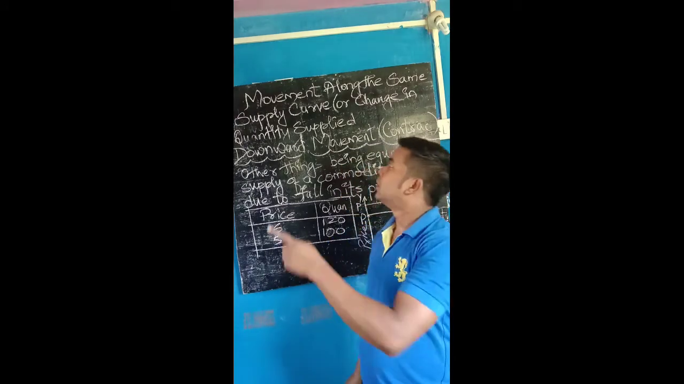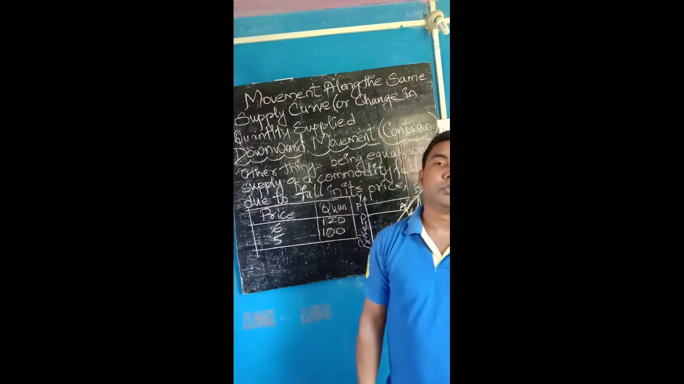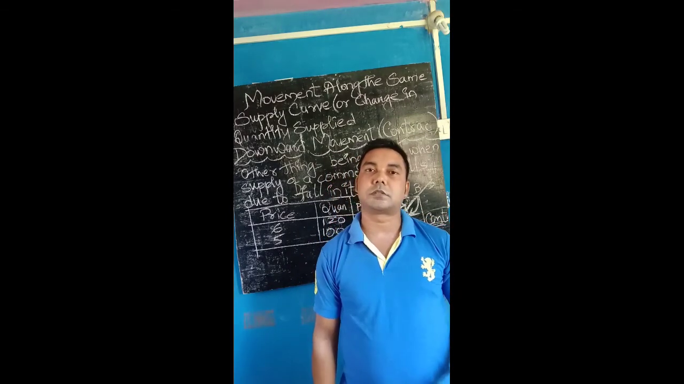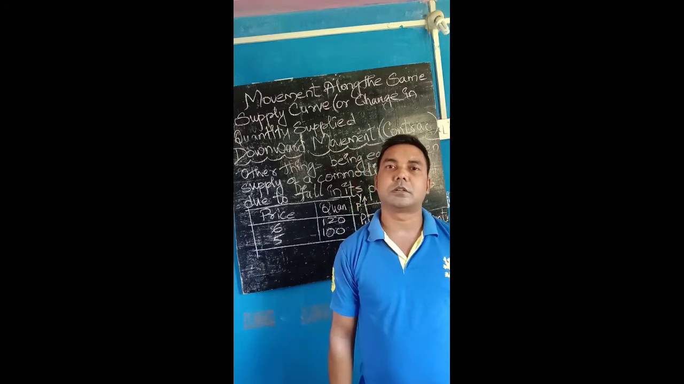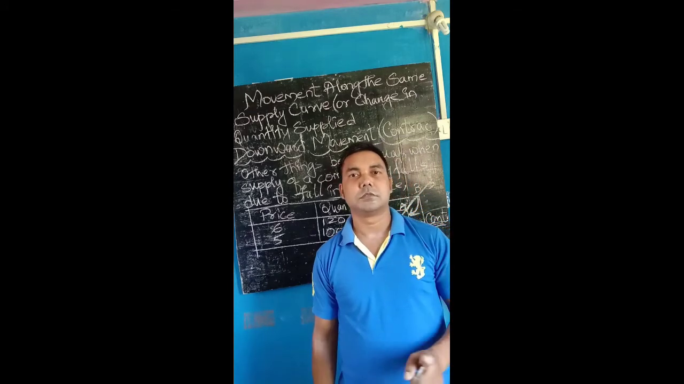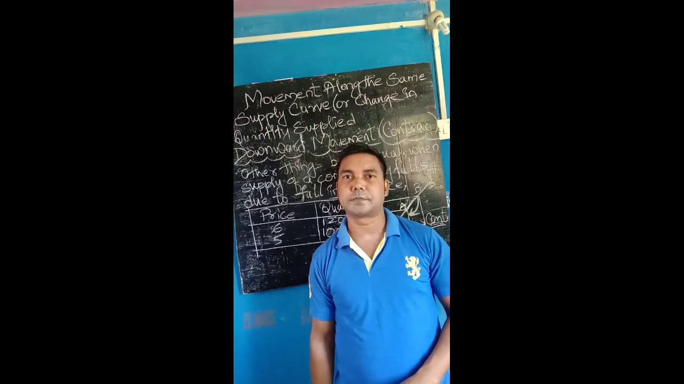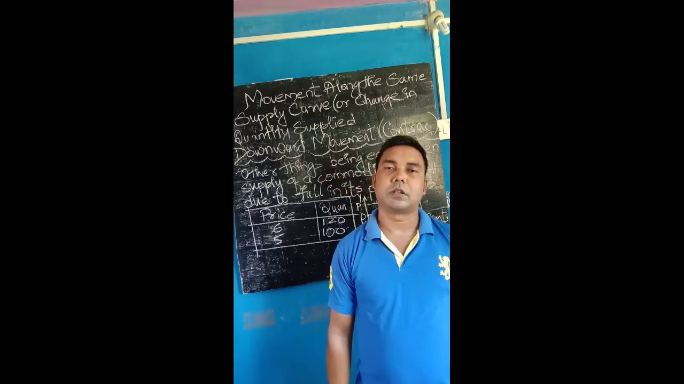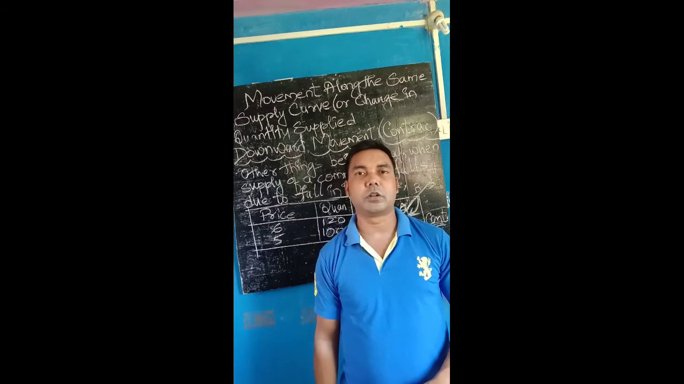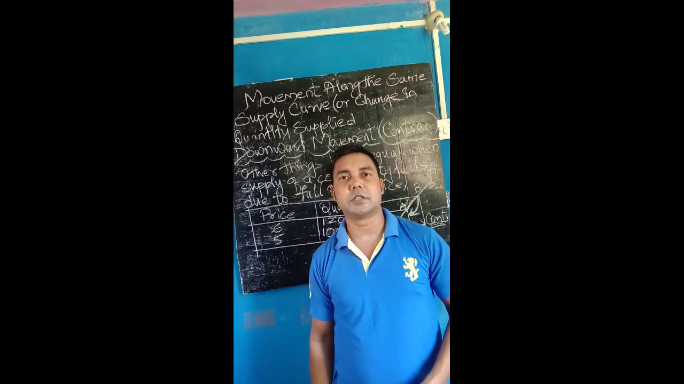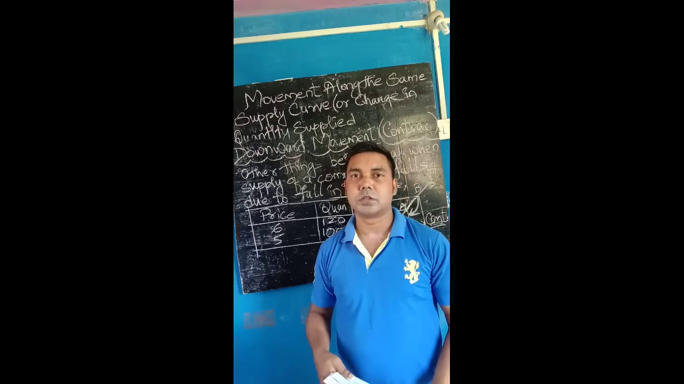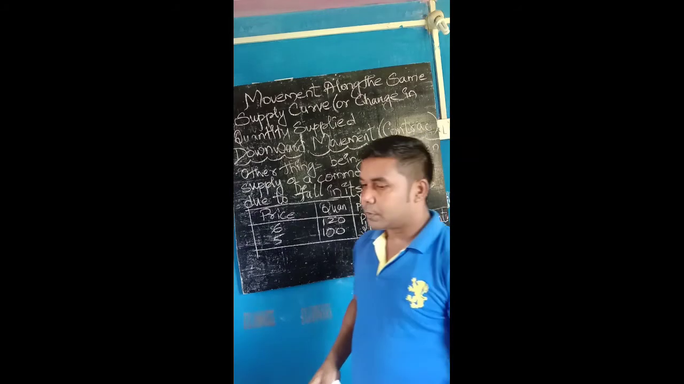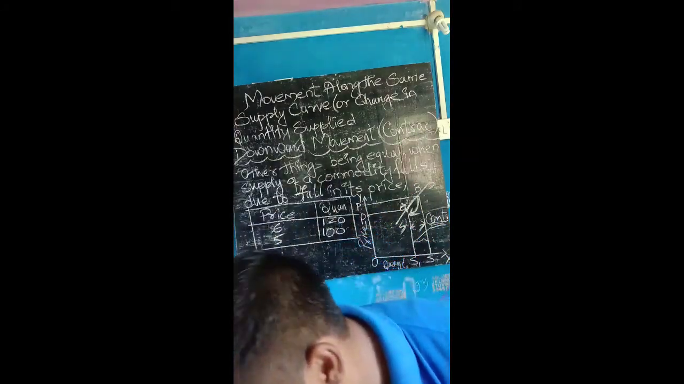So in our movement along the same supply curve, we have learned that other things remain constant, but the price changes. But in the shift, the price remains constant, but other factors change. Here we learn about increase in supply and decrease in supply. Okay, so let's begin. Let me erase.